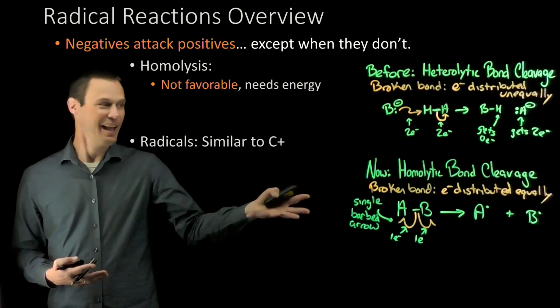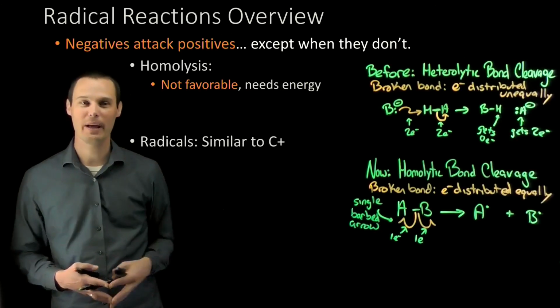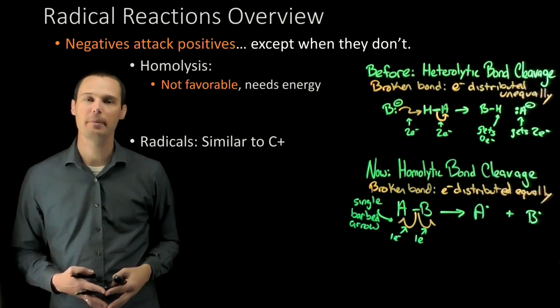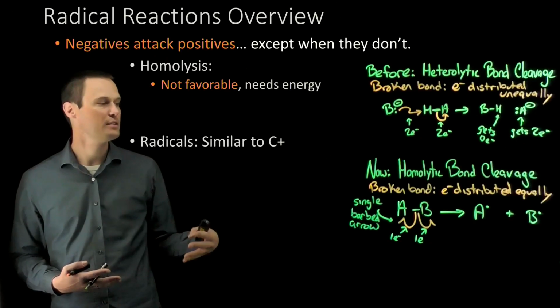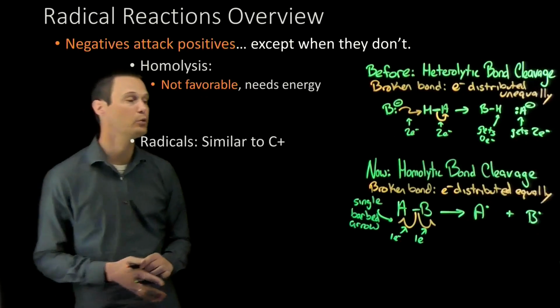I mean, A and B were doing just fine being in a bond all by themselves. We didn't need to break them into their radicals. In fact, that's why bonds form, because bonds are more stable than 2 individual atoms unbonded. So in order to do this process, this is an uphill, unfavorable process. We need to input energy into this system in order for this to happen.